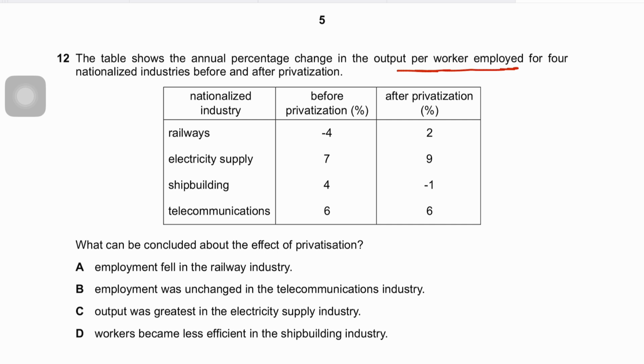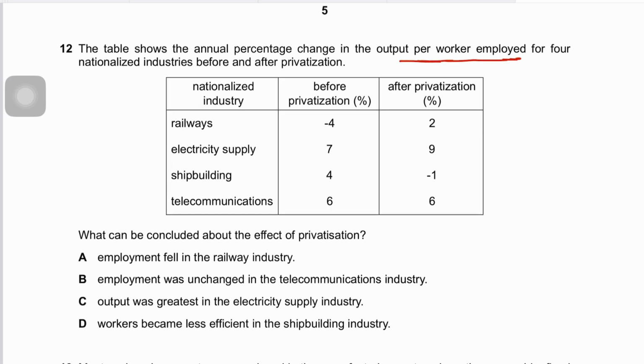So output per worker employed before privatization was negative 4%, but after privatization, it goes up to 2%. And so option A is saying employment fell in the railway industry. The fact that output per worker goes up in the railway industry from negative 4 to 2% after privatization is indicating an improvement or a rise in worker productivity. It's not necessarily indicating a fall in employment because there's no direct information that we have about employment levels in the table. So we can't really mark option A as the correct answer.